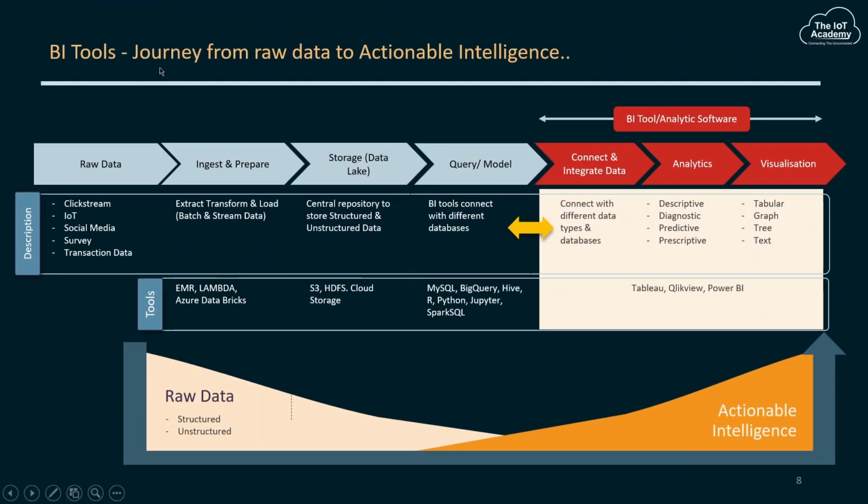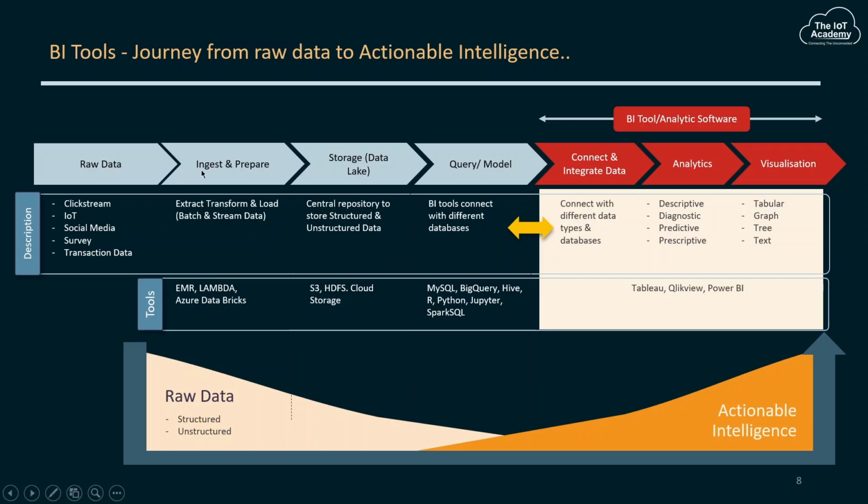BI tools journey from raw data to actionable intelligence. In this sheet, we would try and understand the journey of data from origin, which is raw data, to the end where it is used for actionable intelligence. So we start with raw data, which could be in the form of clickstream, IoT, social media, survey, or transaction data.